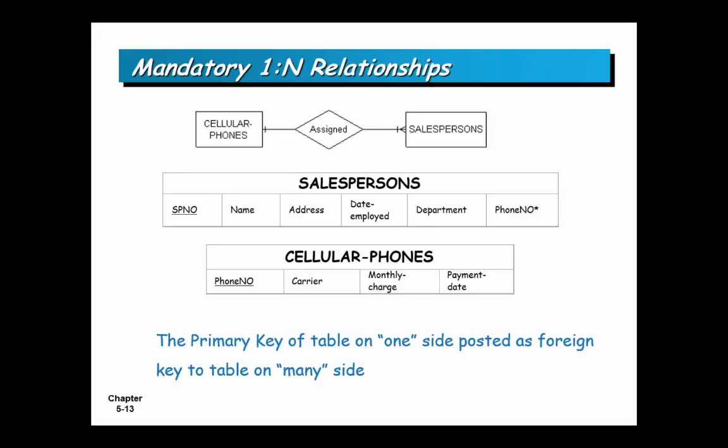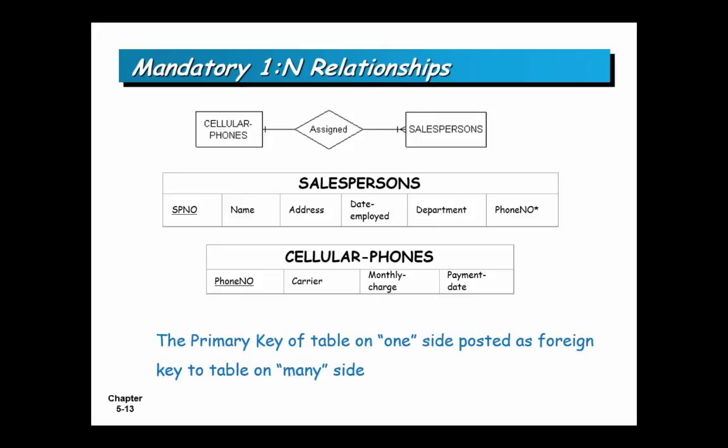So you might have one cell phone and many salespeople. That's a one-to-many relationship. So what is the one side? What's the one side of this? You can see it from the picture. Cell phones. That's the one side. And the many side is the salesperson.